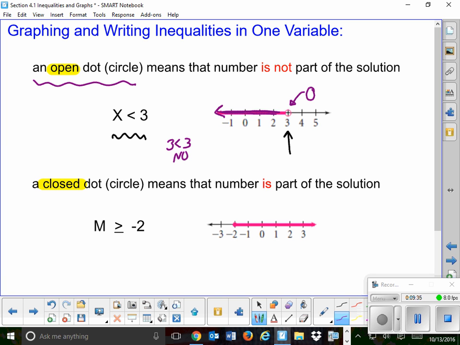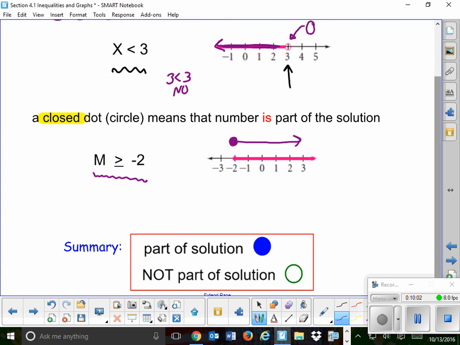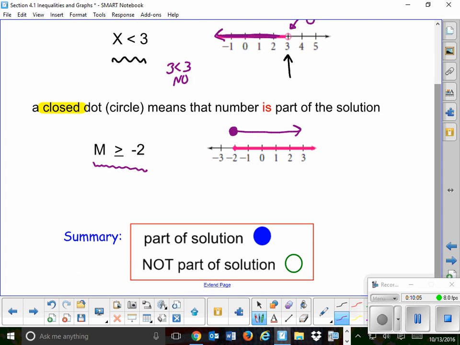If I wanted to graph all the numbers that make m is greater than or equal to -2 true, I would find -2 on here, and I want greater than or equal to. Because it's greater than or equal to, it is a closed dot, and then I'm looking for numbers bigger than that. So that's why it's shaded to the right here. So what you need to know is, if it is part of the solution, a greater than or equal to or less than or equal to, because of the equal part, you're shading it in completely. If it's not part of the solution, it's just a greater than or just a less than.